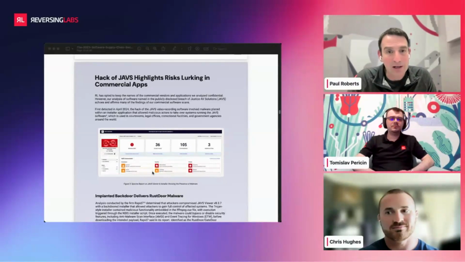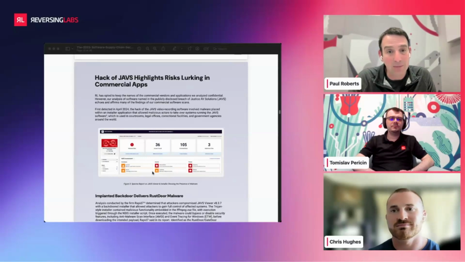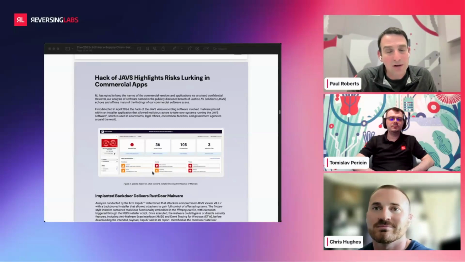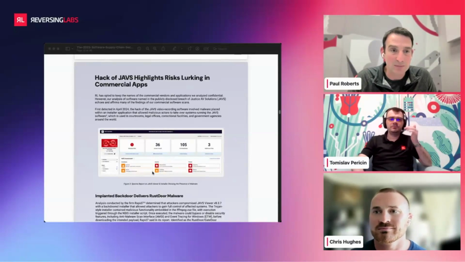And they had one of their client applications compromised. This is a shot of the Spectra report on it. We didn't discover this, but we did do an analysis of the JAVS software after the fact, and as you can see, found some pretty clear evidence of malware and compromise. Tomislav, thoughts on what the lessons were there for the JAVS software? Was this an unusual campaign, or pretty common with what we see in these types of attacks?